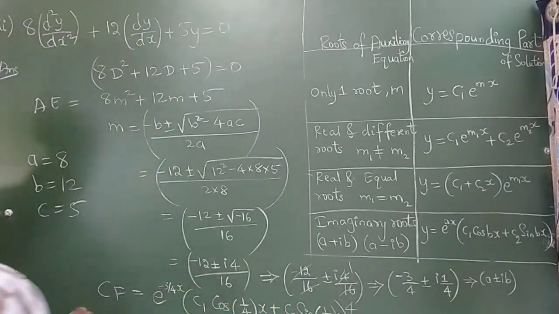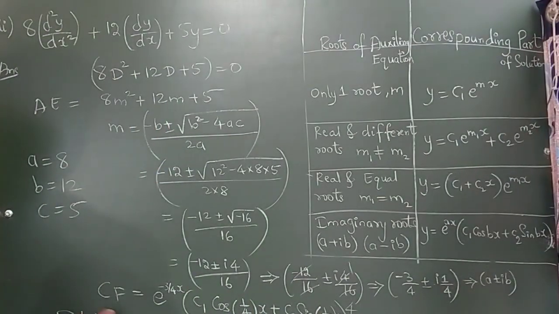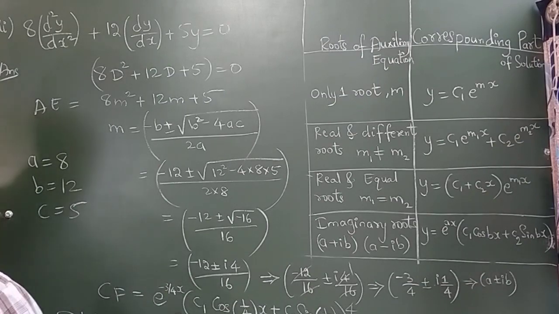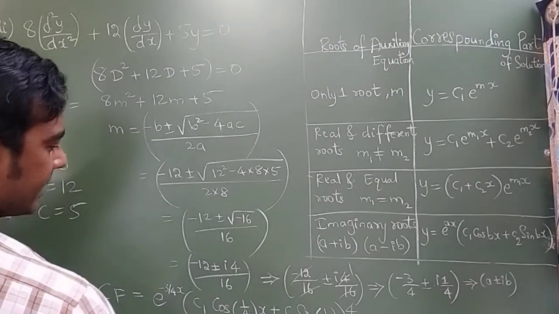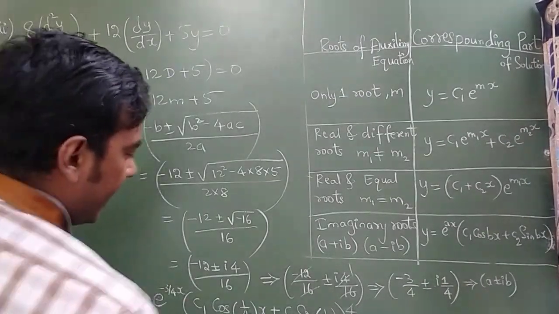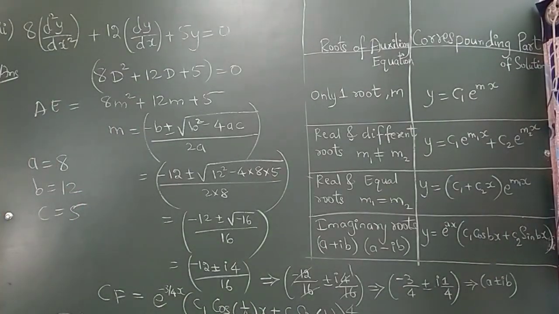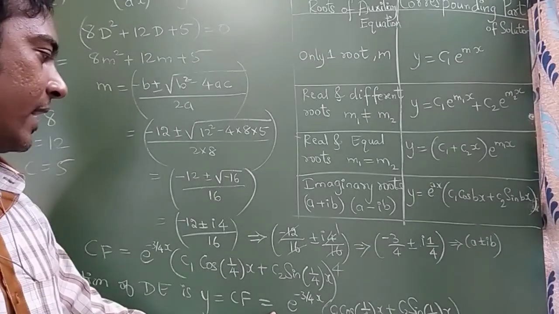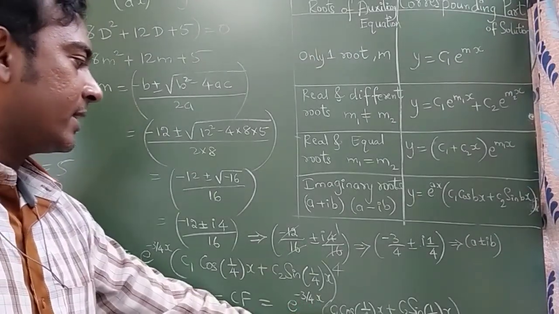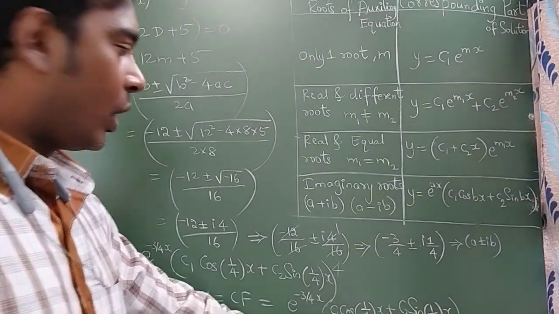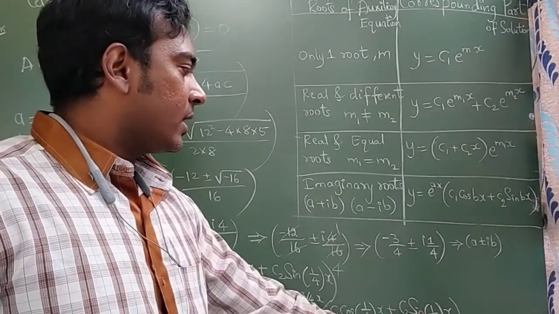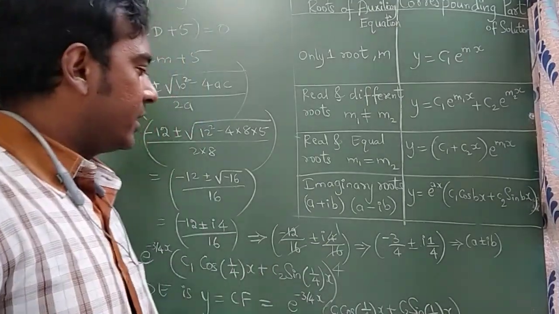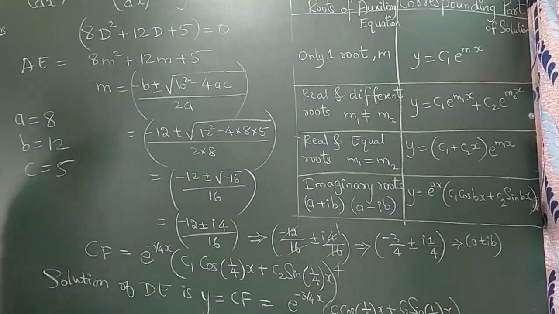So the solution of the differential equation is y is equal to CF. So what did we get? The solution of DE is y is equal to CF, that is e raised to minus 3 upon 4x, C1 cos 1 upon 4x plus C2 sin 1 upon 4x. So this is your final answer and this completes your answer.